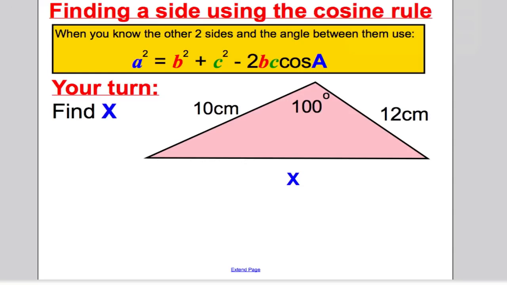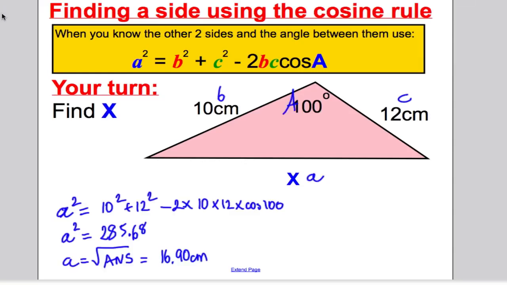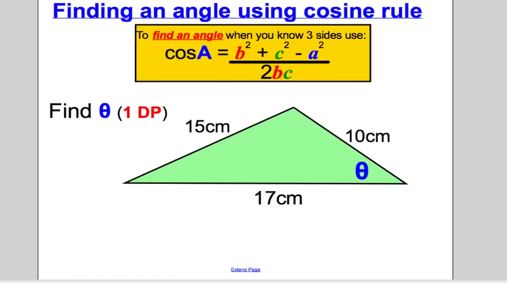And here's the answer to this question. Take a look, and I got 16.90 centimeters. Okay, last one here. We'll do one more example. We're using the cosine rule to find an angle. So let's take a look at the question. Here we're finding an angle to one decimal place.